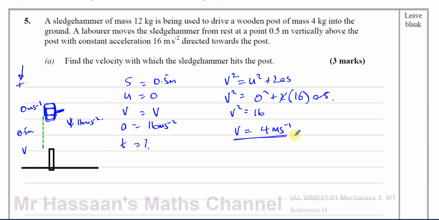All right, so that is the velocity with which the sledgehammer hits the post. Now it's saying find the velocity, so it doesn't say find the speed, so I'll say 4 meters per second towards the ground. It's kind of obvious, but because I said velocity, I put it with the direction as well. Okay, so that's how we can deal with that first part of the question.